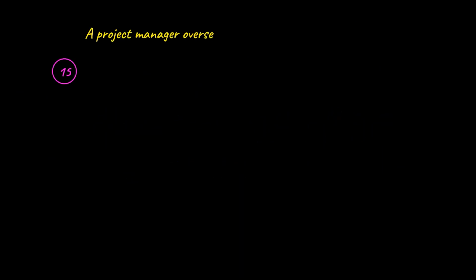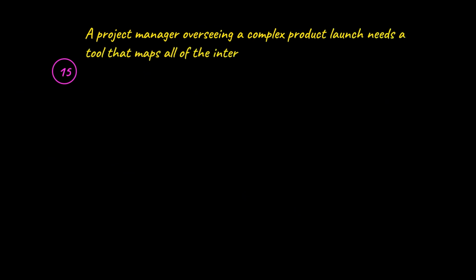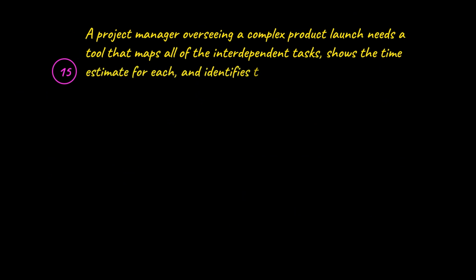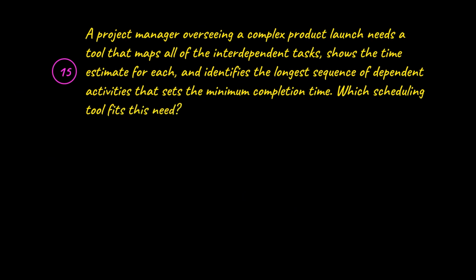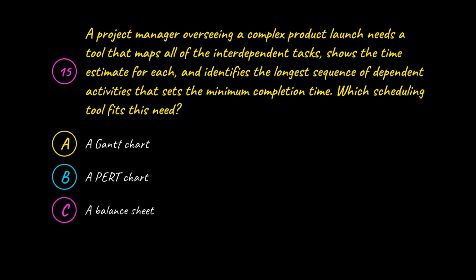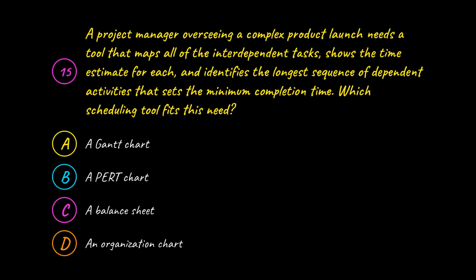Question 15. A project manager overseeing a complex product launch needs a tool that maps all of the interdependent tasks, shows the time estimate for each, and identifies the longest sequence of dependent activities that sets the minimum completion time. Which scheduling tool fits this need? Your options are A, a Gantt chart, B, a PERT chart, C, a balance sheet, D, an organization chart. Don't overthink it. Which one feels right?